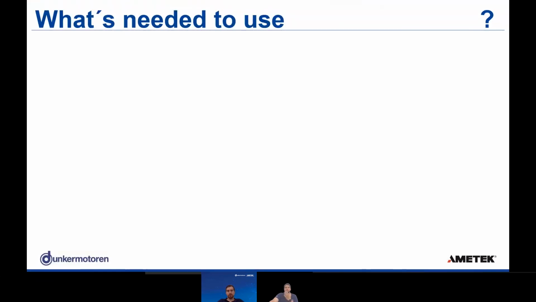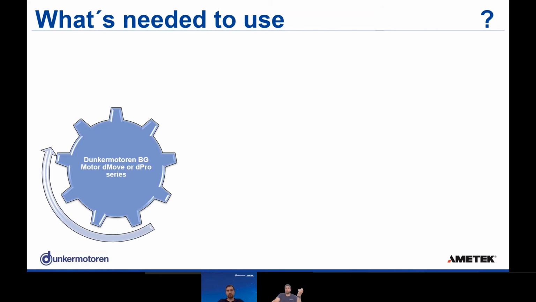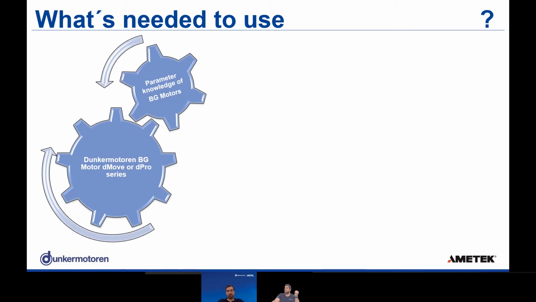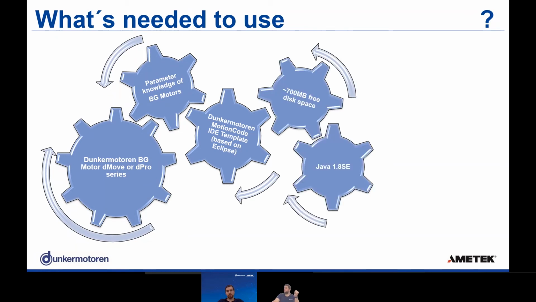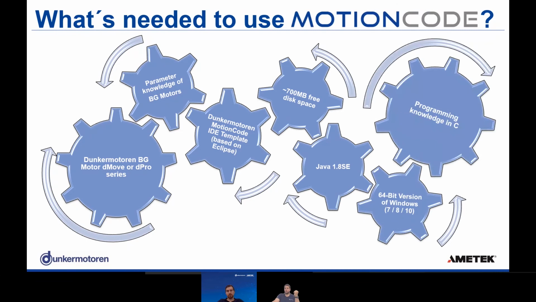Then just some words on what's needed to use MotionCode. Of course, you need a D-Move or D-Pro series motor from us because they are able to perform MotionCode. You need a little bit of knowledge of BG parameters, but later we will show with the knowledge base how easy it is to get this knowledge. You need our IDE, which we show you today. You need a little bit of disk space, Java, Windows, and of course, as mentioned, you need a little understanding of how to program in C.